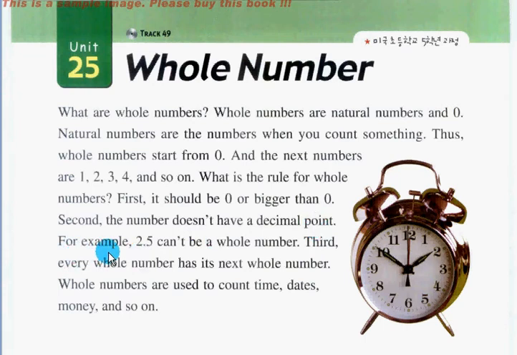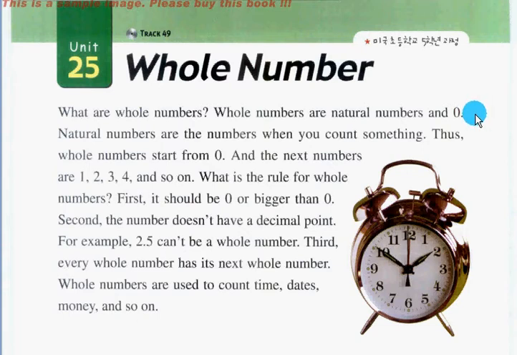For example, 2.5 can't be a whole number. Third, every whole number has its next whole number. Whole numbers are used to count time, dates, money, and so on. And now, let's read it again, but faster than the first one. Let's begin.